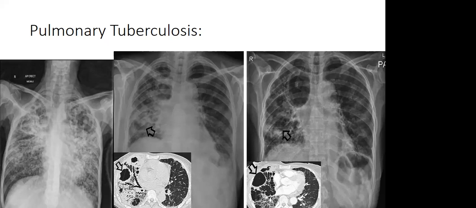This is what I'd call miliary TB, and the tuberculosis has gone all the way through the lungs. You can see really patchy shadowing, kind of reticular nodular shadowing throughout both lung fields, especially on the left side actually. And that's a sign of really quite late stage tuberculosis. So that patient has had TB probably for some years.